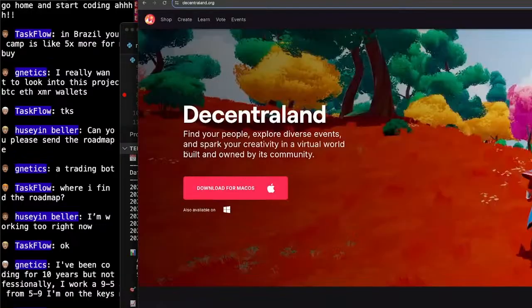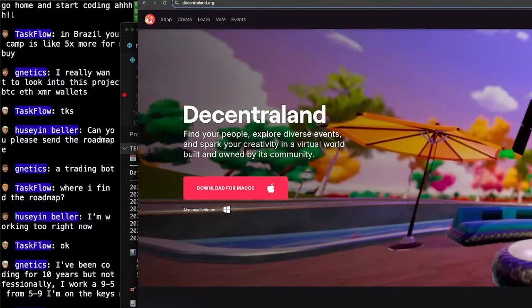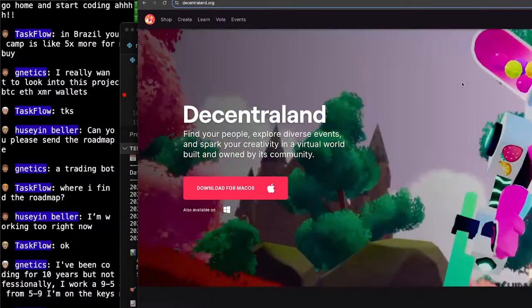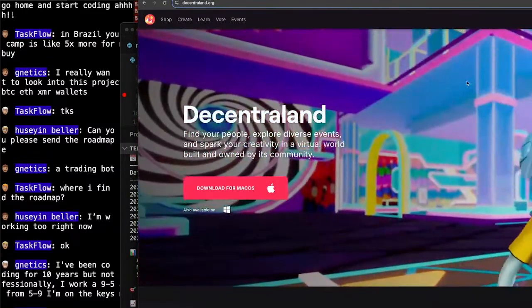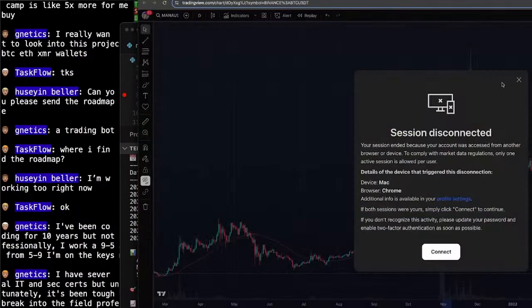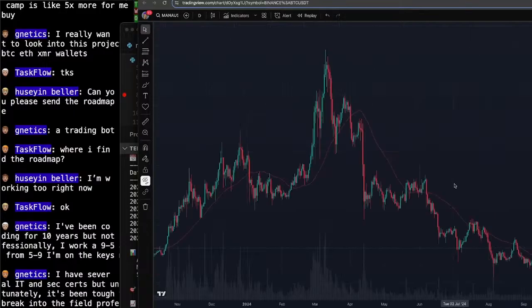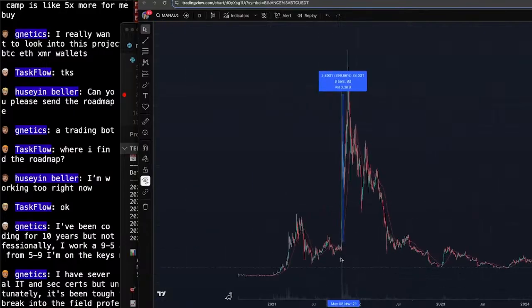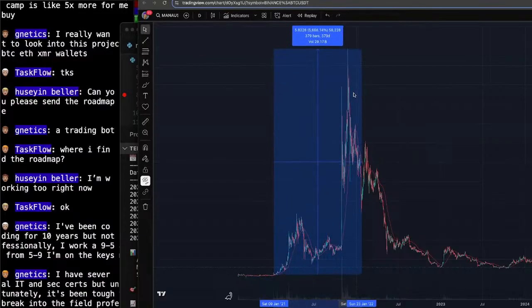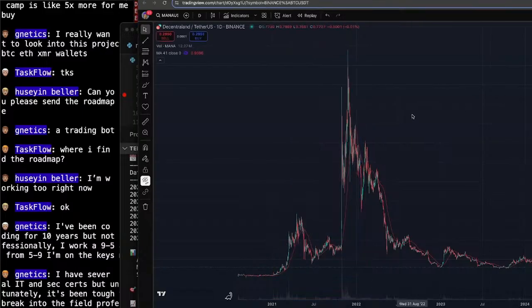That's the thesis I've been trying to fulfill for almost a decade now. Of course, I started with Decentraland, and that did really well for me. I mean, Facebook changed their name to Meta while I was in that trade. It was a crazy one. Only 56x, but today we're going for the 100x.